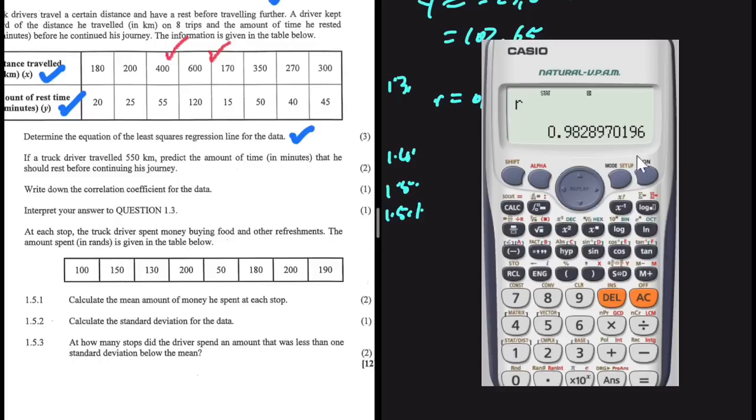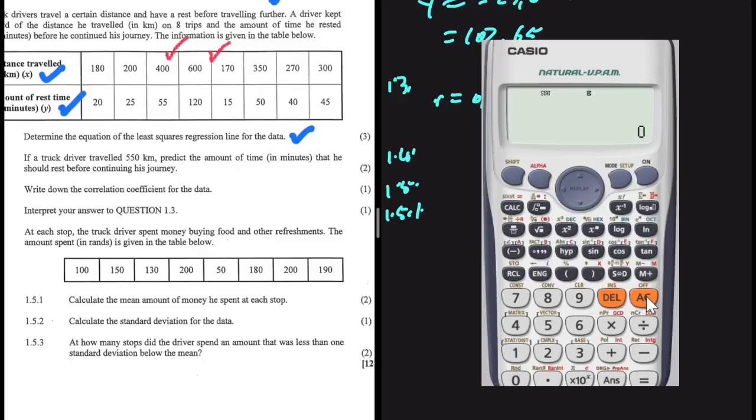So we press AC. Now we want to change our data. So we're going to press mode setup, and then we press 3 for test. And now we press 1 for one variable. We are only interested in one variable now. So we're going to have 100, 150, 130, 250, 180, 200, 190.